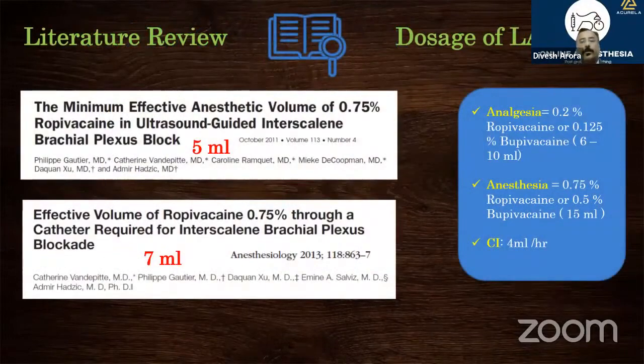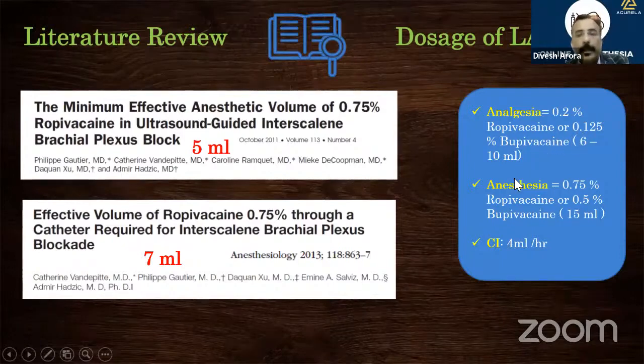The first is regarding the dosage of local anesthetics. So this is an interesting article published in 2011, where they found that the minimum effective volume to produce the interscalene brachial plexus block is 5 ml. In 2013, they tried to find the minimum volume through the catheter and they found it 7 ml. So on the basis of these two articles and many more, the optimal volume is between 6 to 10 ml for analgesia, and the concentration is 0.2% ropivacaine or 0.1 to 0.5% bupivacaine or levobupivacaine.